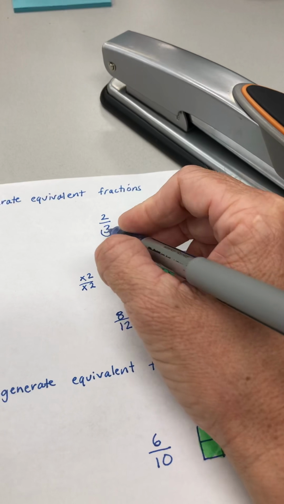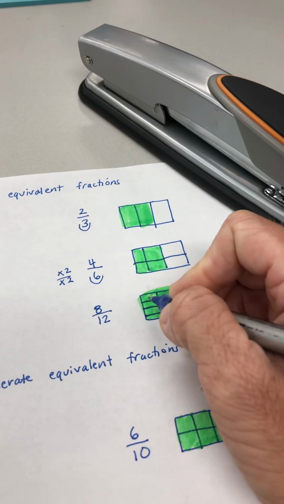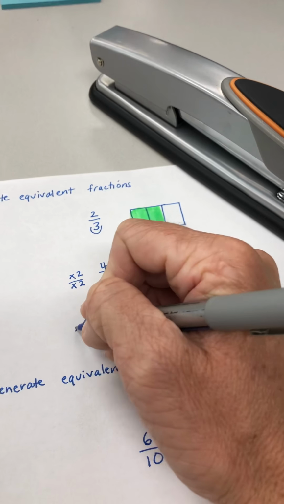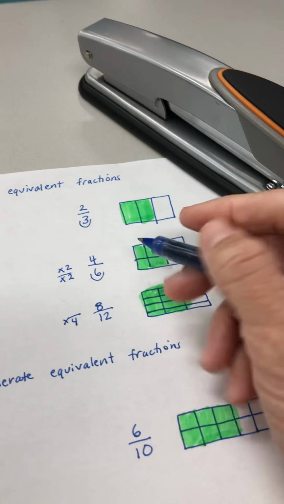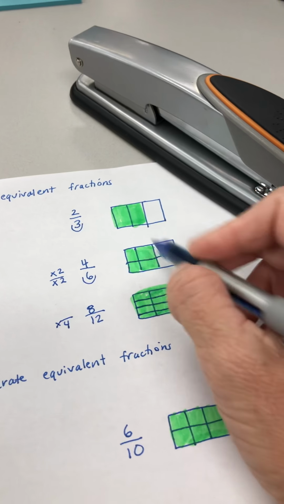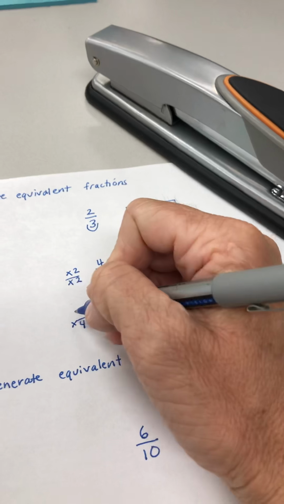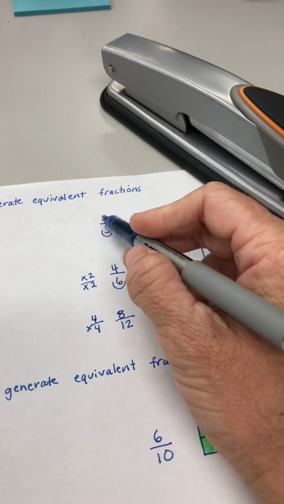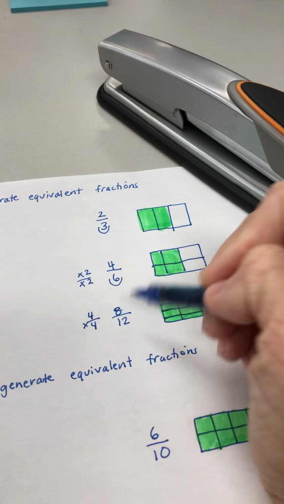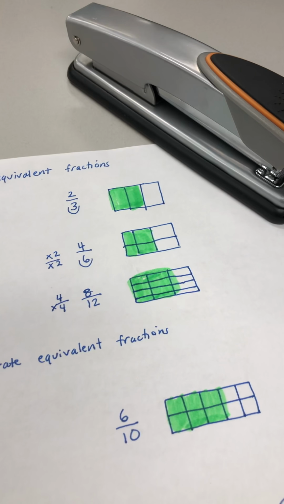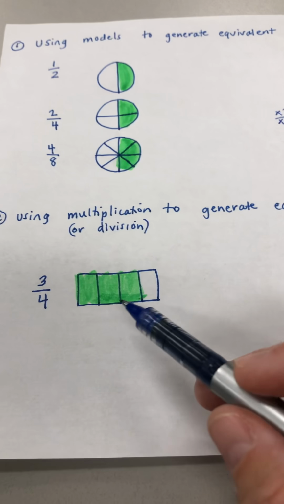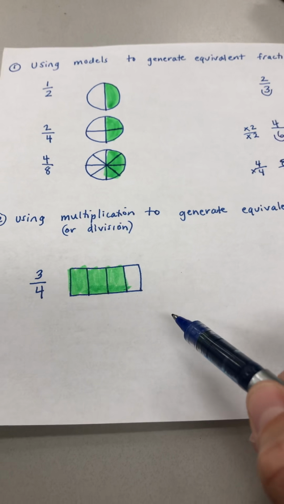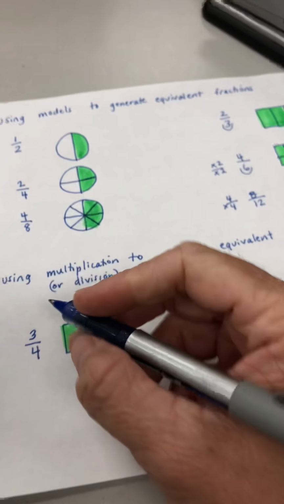So here we're taking that 3, and this time each third was split into 4 times as many pieces. 3 times 4 is 12. So my original 2 pieces that I had, 4 times the amount there as well. So 2 times 4 is 8, and 3 times 4 is 12. So those are also equivalent fractions. So at the end of the week, what we're going to want students to be able to do is to generate those equivalent fractions without having to draw the model every time by using multiplication and division.